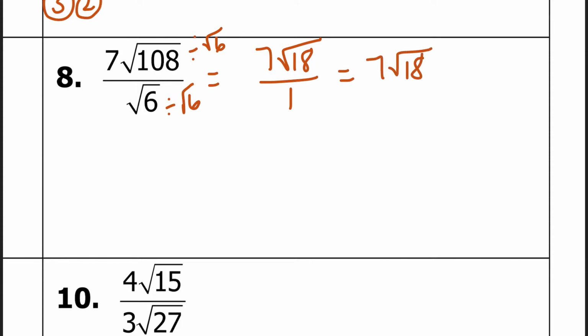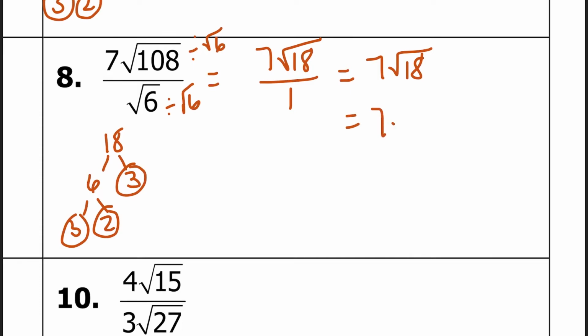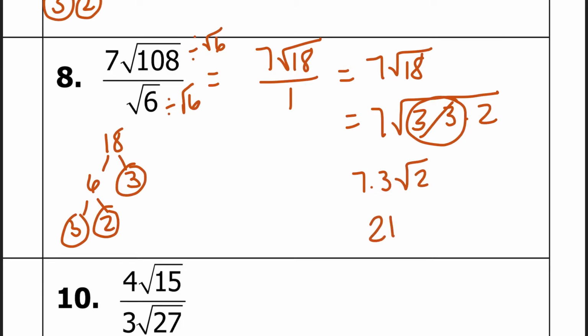And I'm going to take my 18 and break it down. So I have 3 times 3 times 2. A pair of 3's comes out. That's going to bring out a 3. That's going to give me 21 root 2. How'd you do? Hope you got it okay. Let's do a couple more.